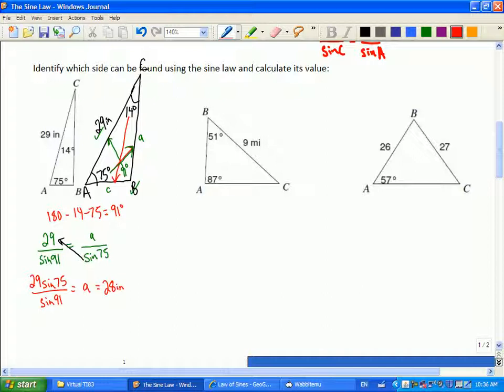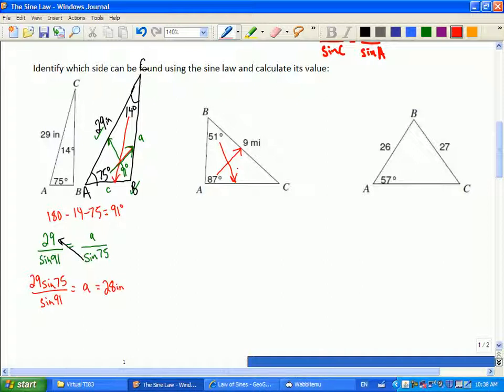Okay, so let's take a look at this one here. Here's my pair. That was better. Smoother anyways. So all I want you to try is write up a sine law equation. Don't try and solve it yet. Just see, can you write up between those 2 pairs a sine law equation?